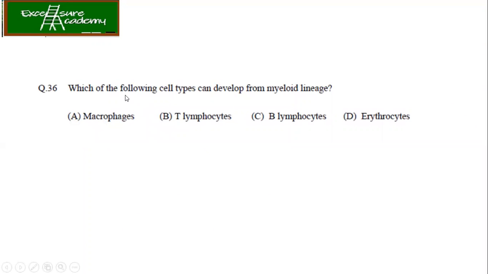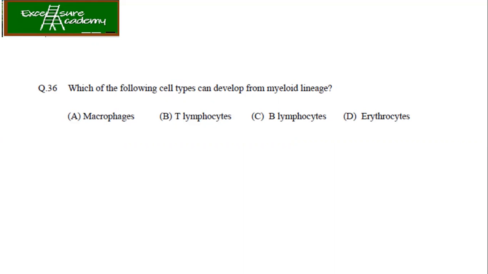Which of the following cell types can develop from myeloid lineage? For this question, again, very simple. If you have gone through the animal tissue culture techniques lecture in the stem cell technology, I have taken the lineage of the myeloid. So the answer is very direct from that: macrophages and erythrocytes. From a common myeloid progenitor cell, both erythrocytes and macrophages arise. T lymphocytes and B lymphocytes arise from the common lymphoid progenitor. So myeloid will give you macrophages and erythrocytes, whereas lymphoid lineage will give you T lymphocytes and B lymphocytes.